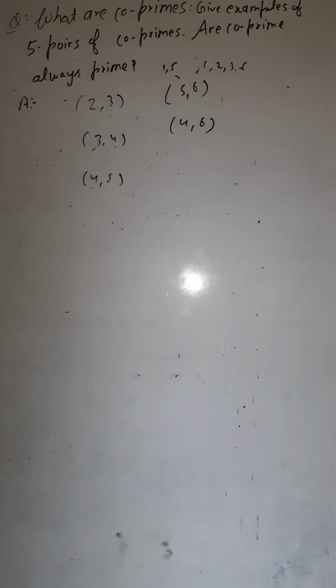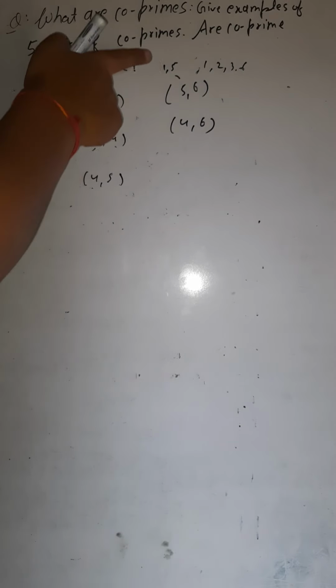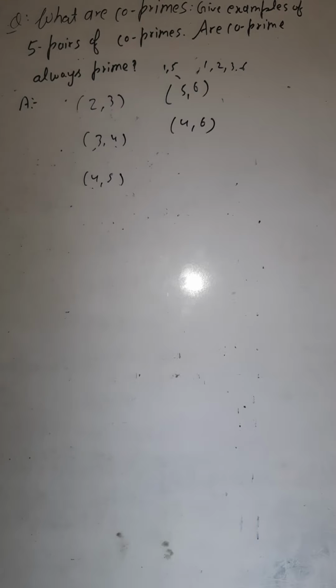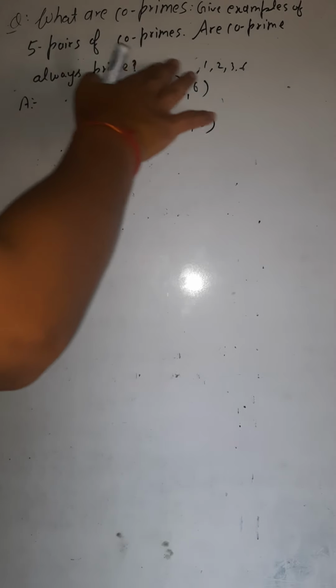Only 1 should be the common factor. There cannot be 2, 3, 4, 5, etc. There should be only one common factor, and that is 1. Are you getting this? So you would call 5 and 6 also a set of co-primes.